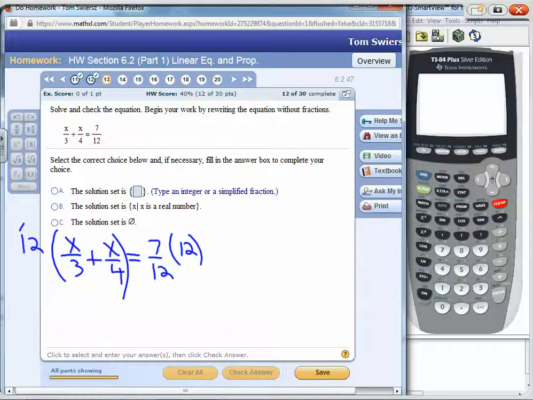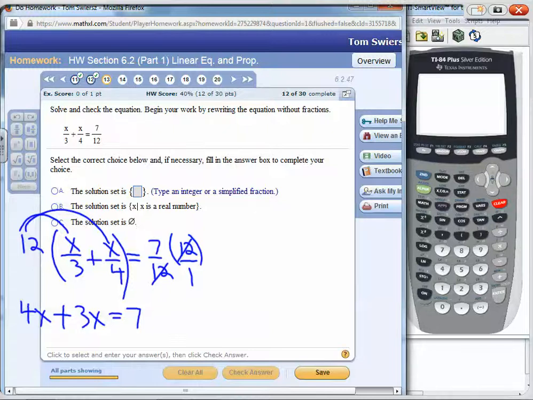Okay, now what happens? 12 times x is 12x. 12 divided by 3 is 4. So this would be 4x. Plus 12 times x is 12x divided by 4 is 3x, right? And then here, this is really 12 over 1. The 12's in the numerator and denominator cancel. So we're just left with a 7, right? You can do 7 times 12 is 84 divided by 12 is 7. Or you can just make it easier, cancel the 12's and get 7.